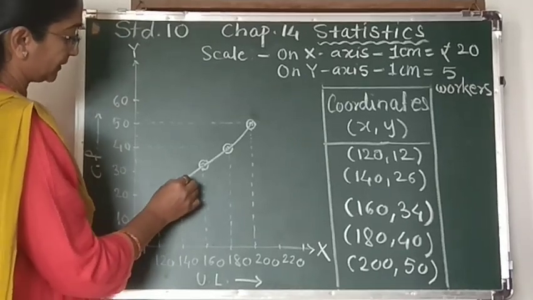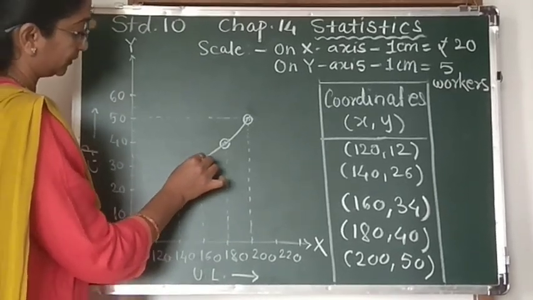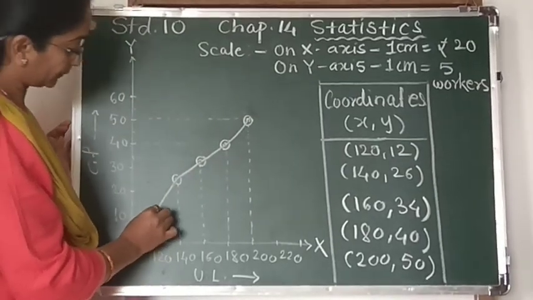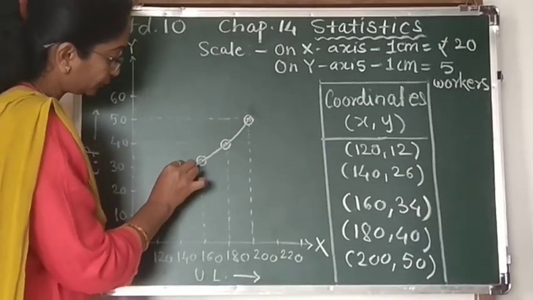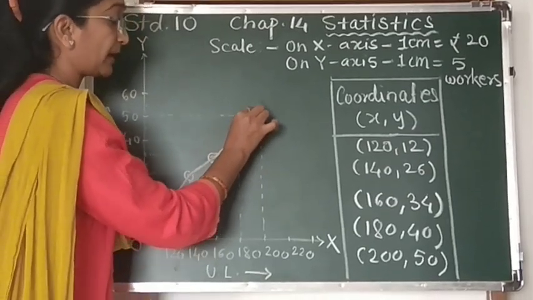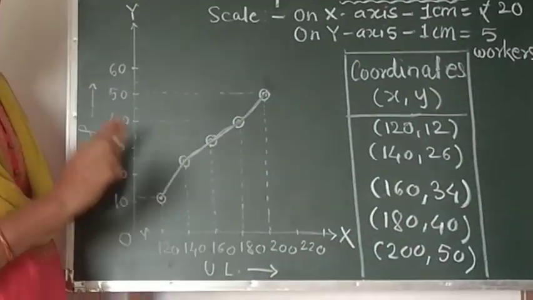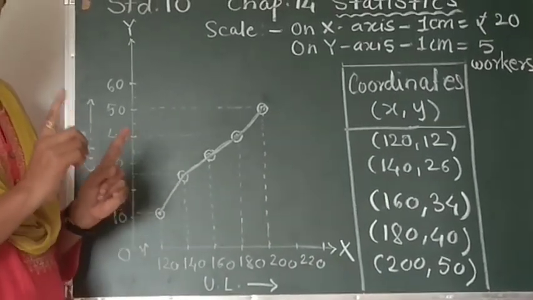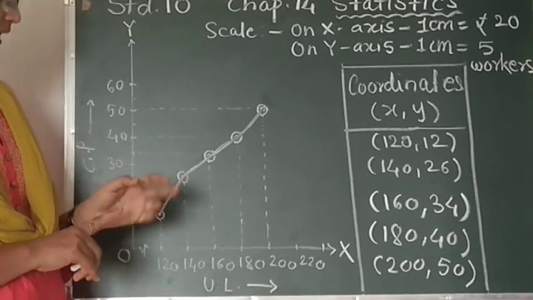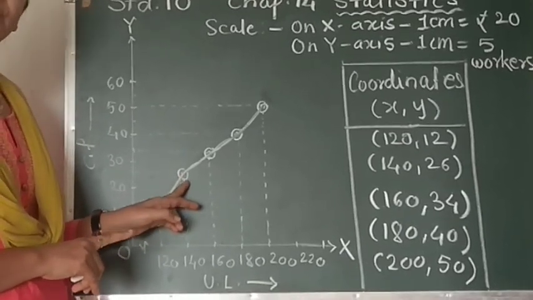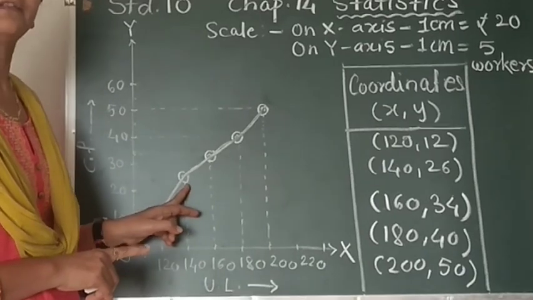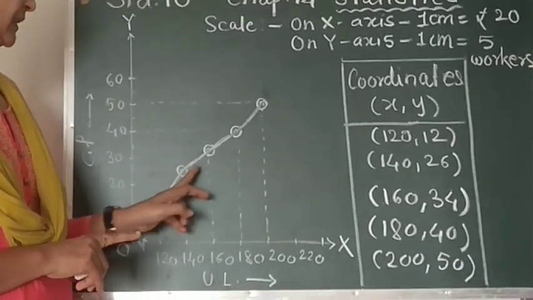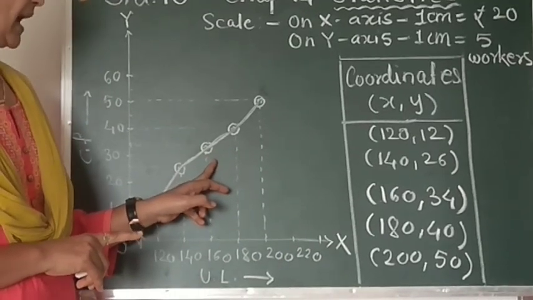After joining these points by the freehand smooth curve, you will get this ogive. Don't use the scale for joining the points here. If you use the scale and join these points by a straight line, you will get a cumulative frequency polygon, not a cumulative frequency curve. So you have to join these points by a freehand smooth curve.